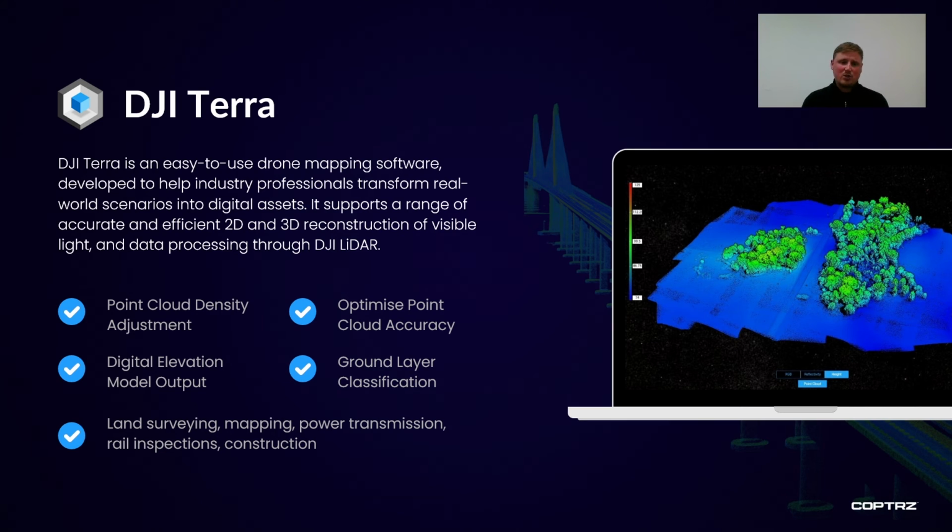Now, things we're going to touch on: we're going to look at the point cloud density in terms of adjusting that and how to get the maximum point density from our data capture, how to optimize that data set in terms of the point cloud accuracy, and what sort of deliverables we can achieve and export from DJI Terra, like our digital elevation models, our classified point cloud, as well as OBJ meshes. And also look at some of the functionality which happens behind the scenes of DJI Terra, which other software packages don't do, like the ground classification.